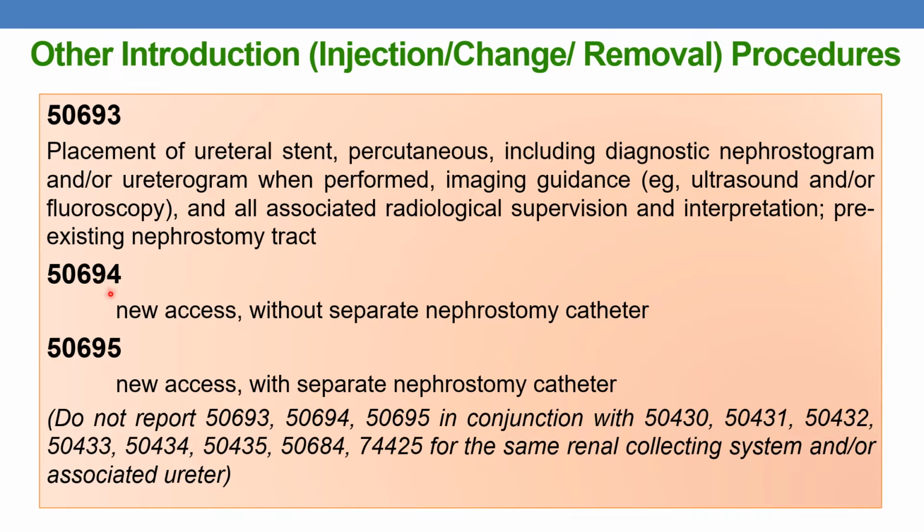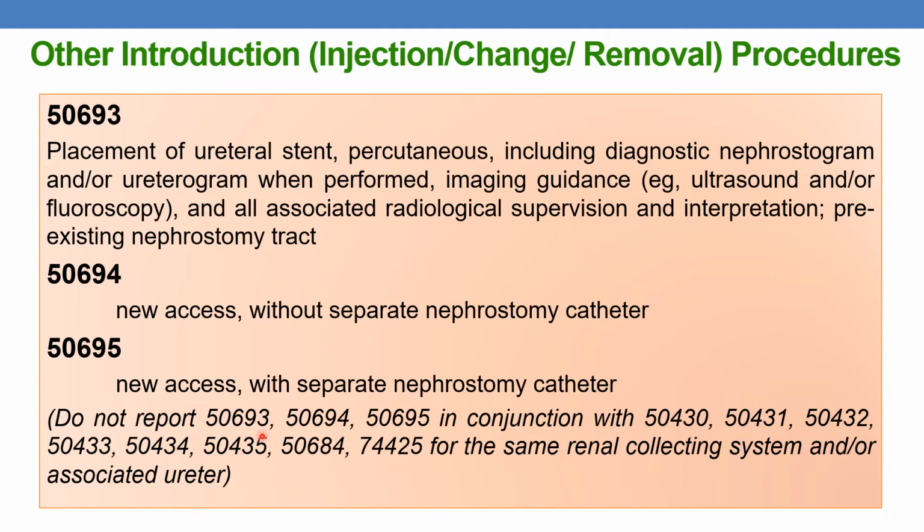The next is 50694. Placement of ureteral stent percutaneous, and all are included, including diagnostic nephrostogram, ureterography, and so on, through a new access. Previously it was an existing nephrostomy tract, now it is a new access without a separate nephrostomy catheter. And whenever a new access with a separate nephrostomy catheter, both are done, the CPT is 50695.